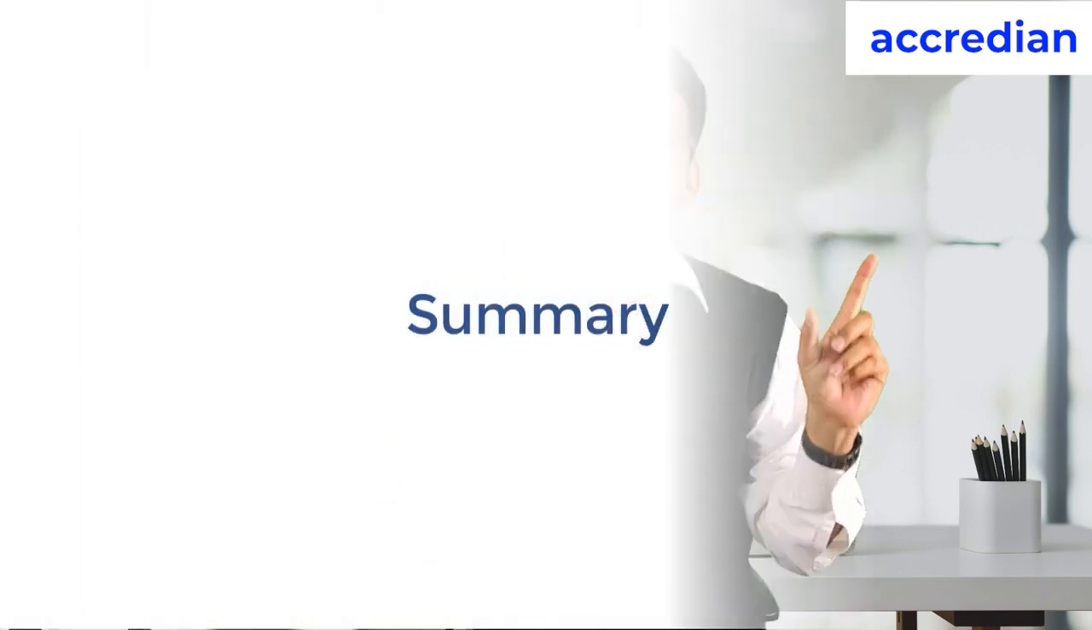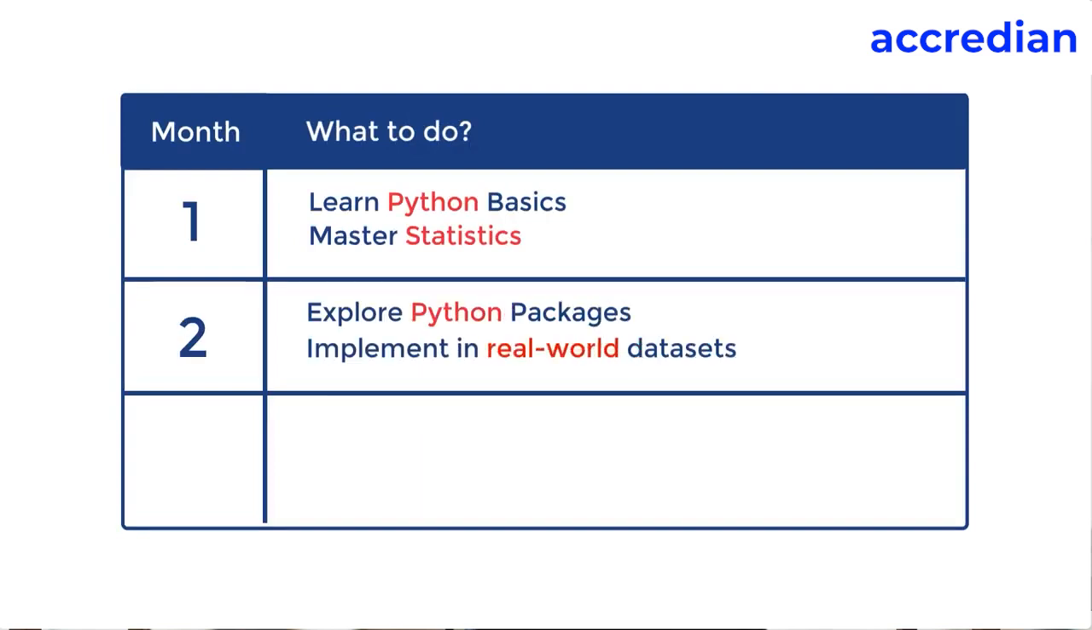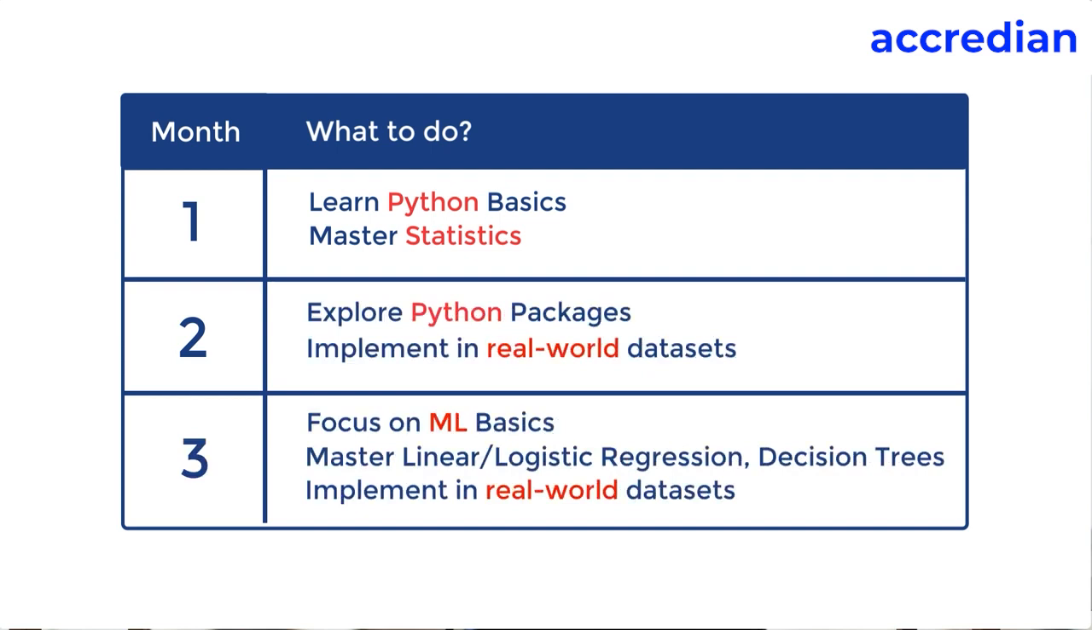So this is the 90-day study plan, starting with month 1, in which you're learning Python and statistics basics, month 2, in which you're learning Python packages and how to explore data, and month 3, in which you're learning machine learning basics. Follow the study plan, and if you're doing this, trust me, you are on your path to becoming a junior data scientist. This is the 90-day study plan.